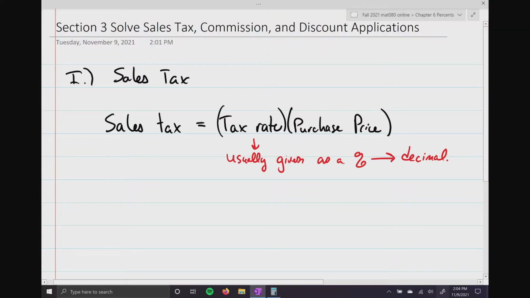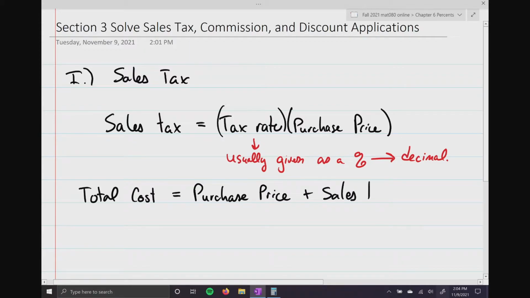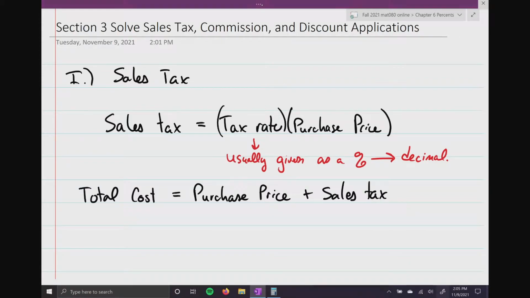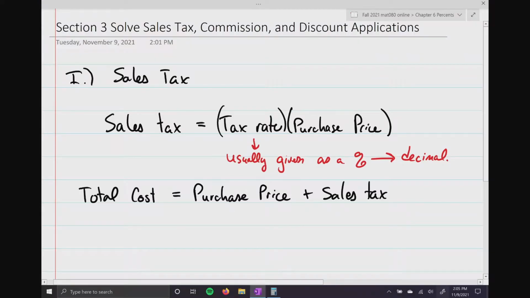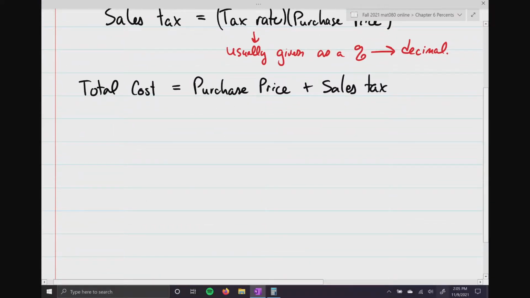Now, there is another formula that we always use when we talk about sales tax, which is what we call total cost. So if you go to the store, they ring up your items. So there's a total for that, but then they apply the tax, they add those two numbers together, and they give you your total cost. So total cost equals purchase price plus the sales tax, which we would find above. All right. So these problems are very straightforward, all you got to do is pay attention to what they're asking. That's it.